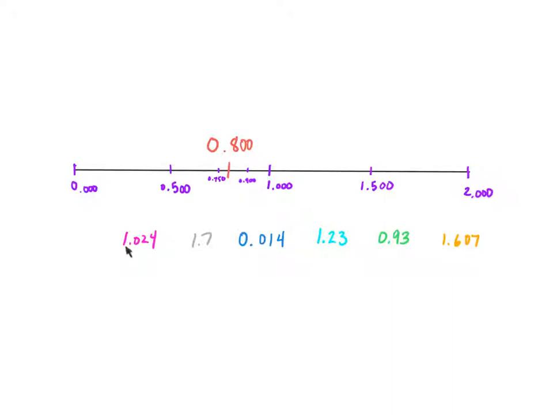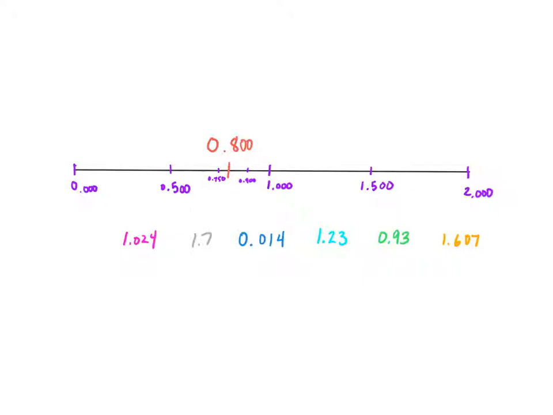My next number is 1 24 thousandths, which is greater than 1 whole, so it's definitely in this range somewhere. Its next digit is a 0 in the tenths place, and a half has a 5 in the tenths place. So it's somewhere in this range.